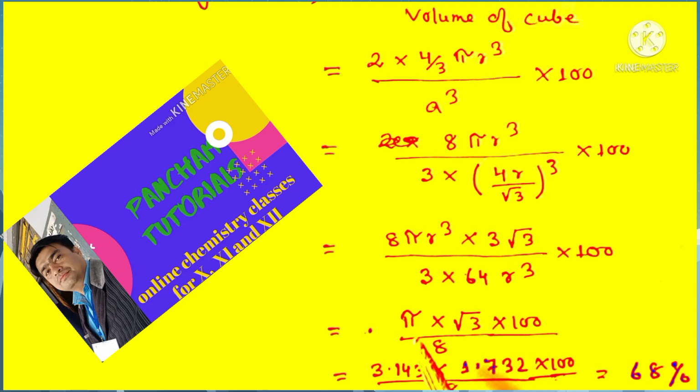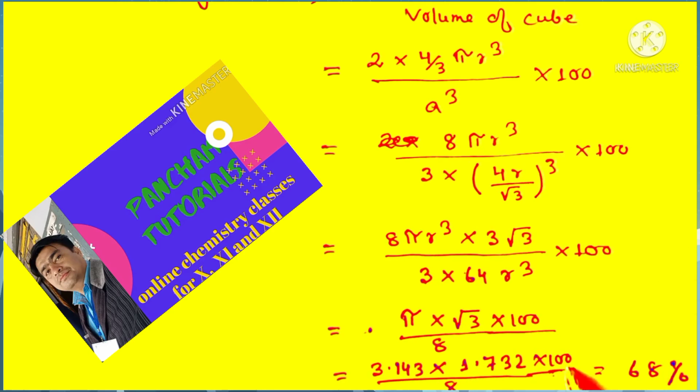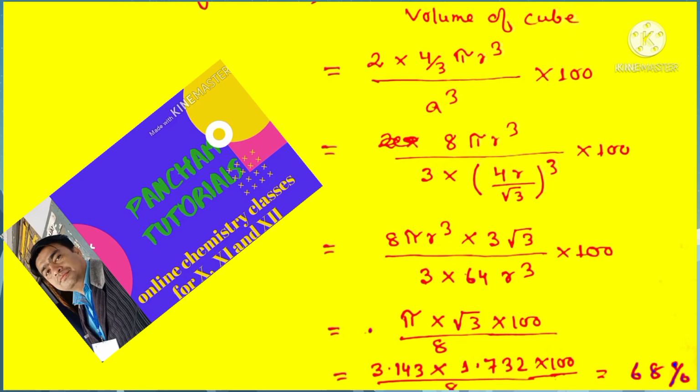Now let's put the value of pi as 3.143 into the value of root 3, which is 1.732, into 100 divided by 8. So if we do the calculation we will get it as 68%. So the packing efficiency of the body centered cubic unit cell is 64%.